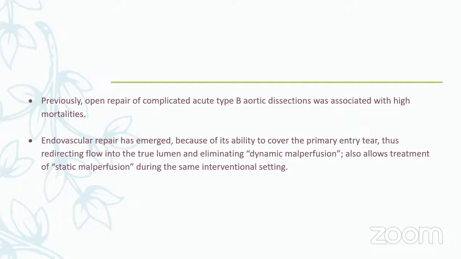Previously, open repair of complicated acute type B aortic dissection was associated with high mortality. So endovascular repair has emerged because of its ability to cover the primary entry tear, thus redirecting the flow into the true lumen and eliminating both the dynamic malperfusion and the static malperfusion during the same interventional setting.